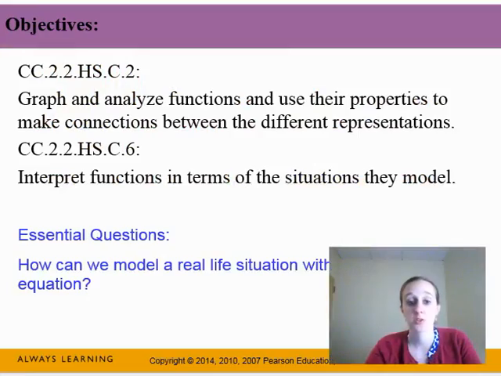Welcome to 3.4 Part 2, Exponential and Log Equations. Our essential question is the same. How can we model a real-life situation with a log equation?